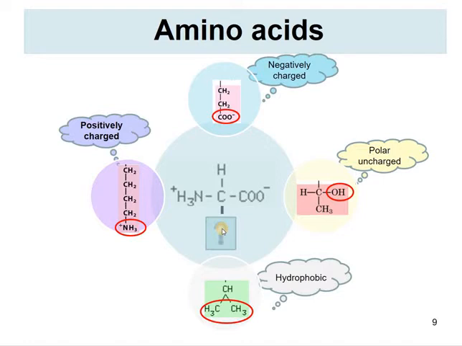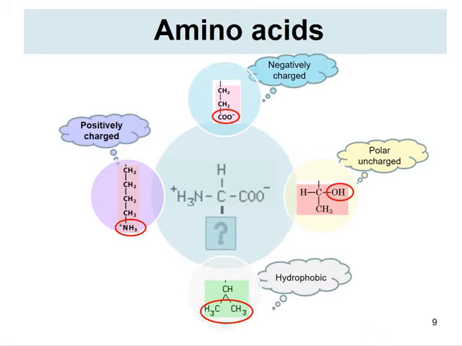So we have 4 different types of arrangements or categories of side groups. We have the positively charged, and you can see the positive charge on the amino group. You have the negatively charged, the ionized ones. You have the polar uncharged, and then you have the hydrophobic. To repeat, we have 3 hydrophilic types of amino acids, which are the positively charged, the negatively charged, and the polar uncharged. And then we have the hydrophobic one.